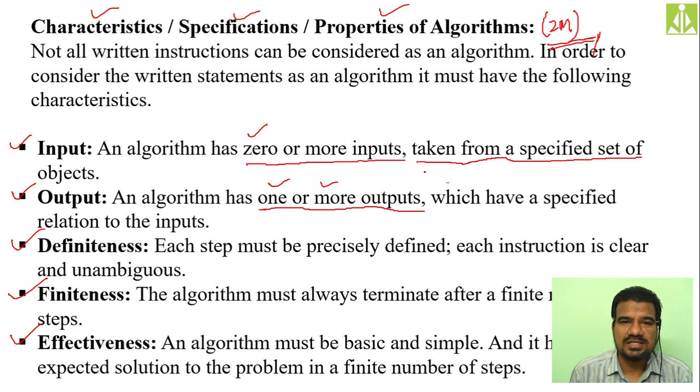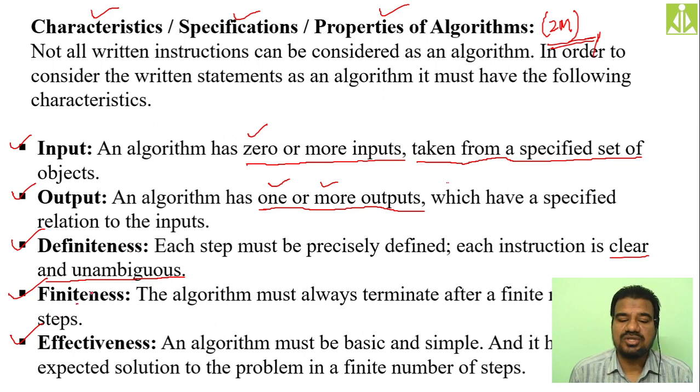This also we discussed. There should not be any ambiguity when you are writing these steps, when you are writing the instructions into the algorithm. It must be understandable by all the people getting involved. Each instruction written in the algorithm must be clear and unambiguous. That means it should not have any difficulty in understanding. So that is definiteness.